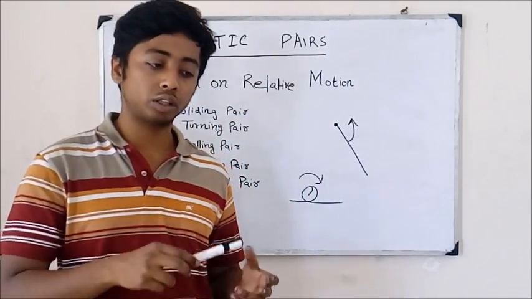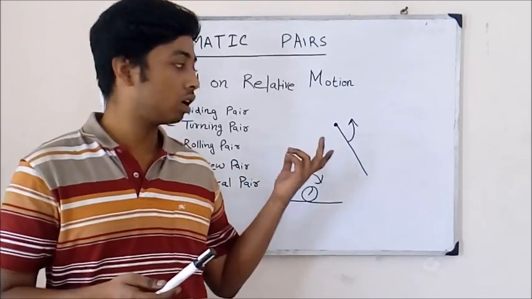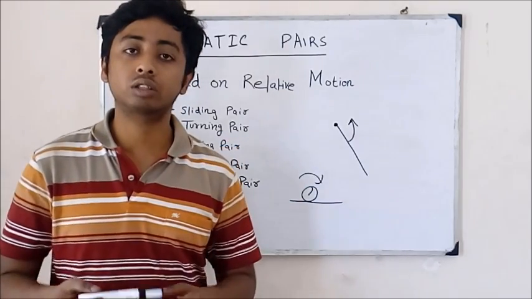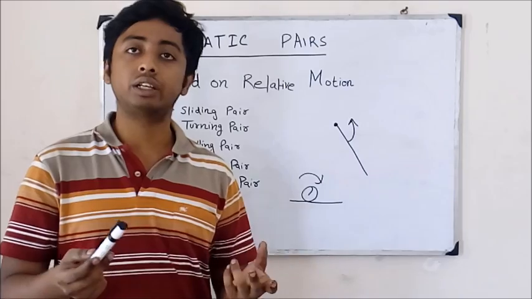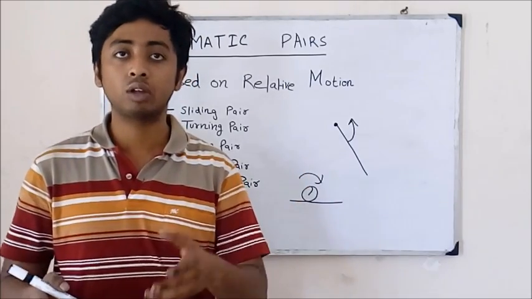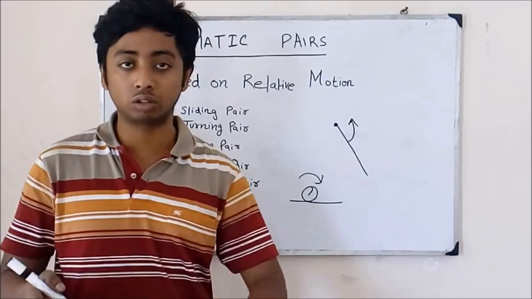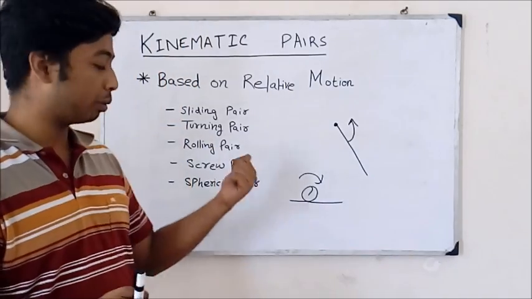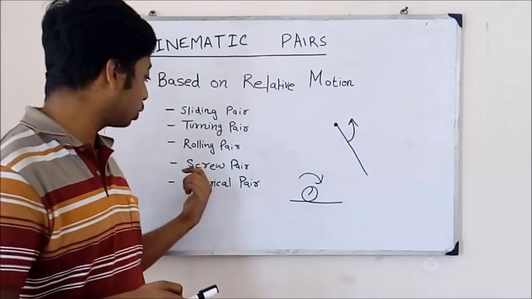So anything that rolls on a surface is called a rolling pair, because for example, let's say a gear rolling on another gear, or a wheel that is rolling on a ground surface, so it will be a rolling pair.